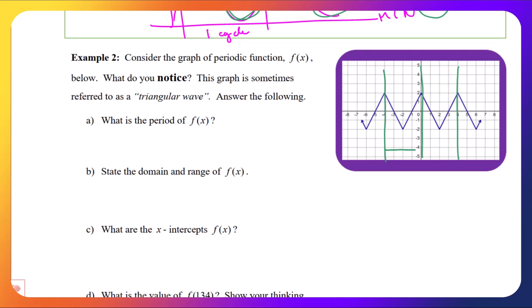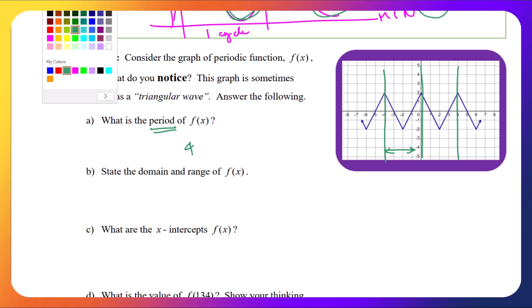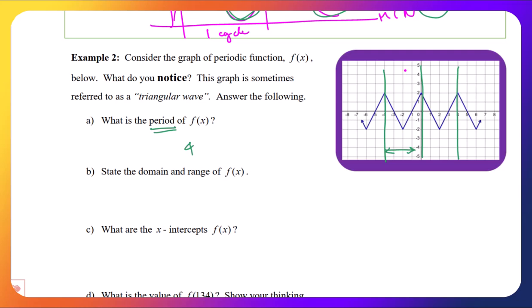So then we could say that the period is 4. Now somebody else says, no. I want to start here and go here, and then repeat. But look, it's still 4. It doesn't matter where you start as long as you repeat that same pattern.